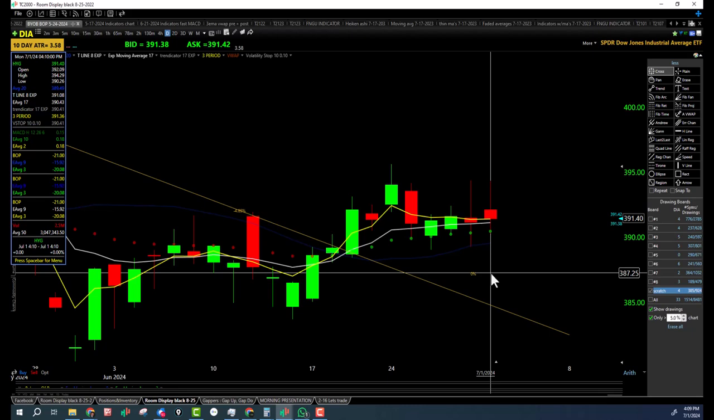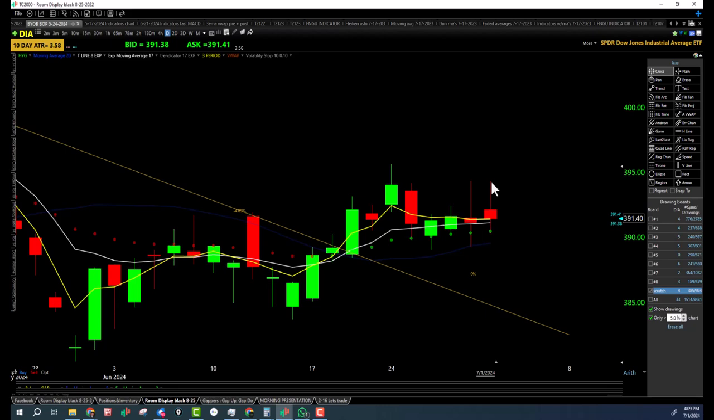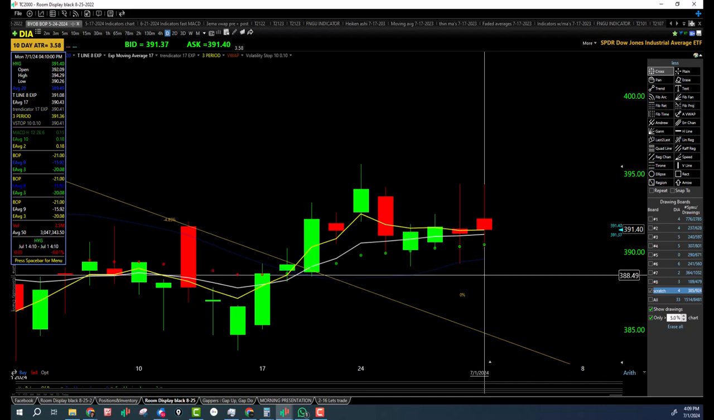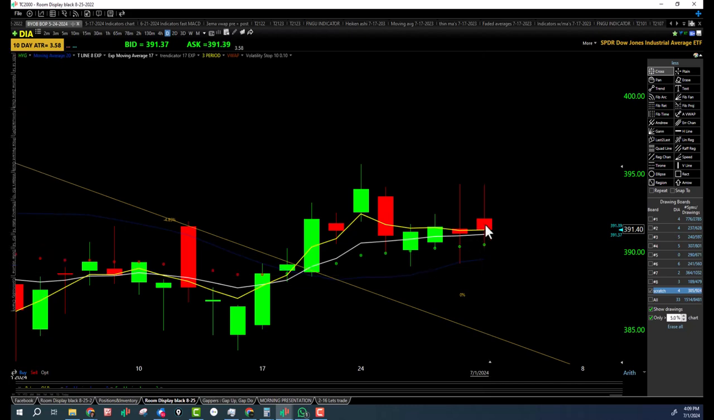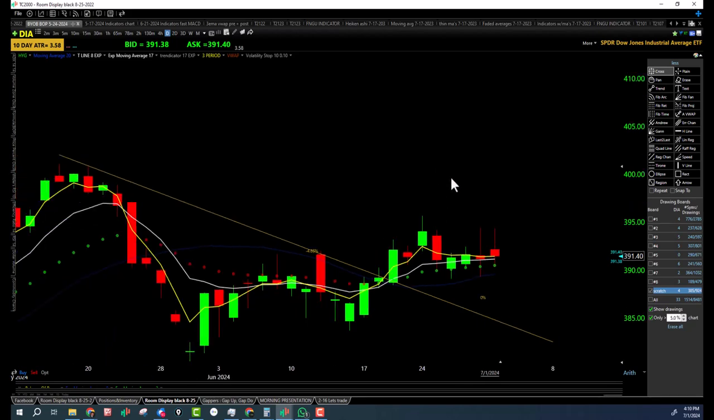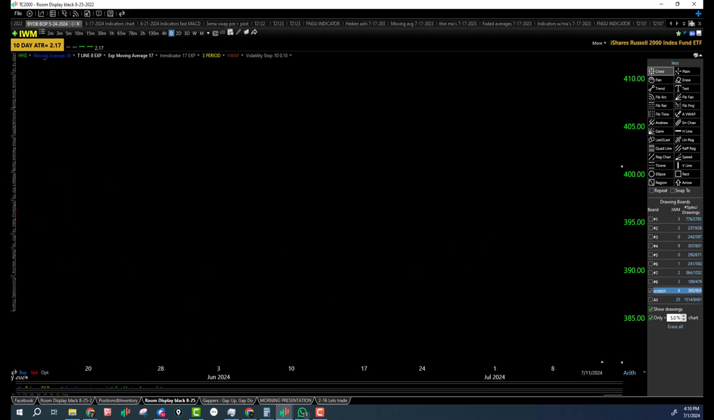394.32. So it's an inside day. All right, not quite a higher high. And the 3 EMA is at 391.36, and the close is 391.40. So that means it closed on top of the bullish trap, not inside the bullish trap. So inside day for Diamond Dow. Let's take a look at IWM.